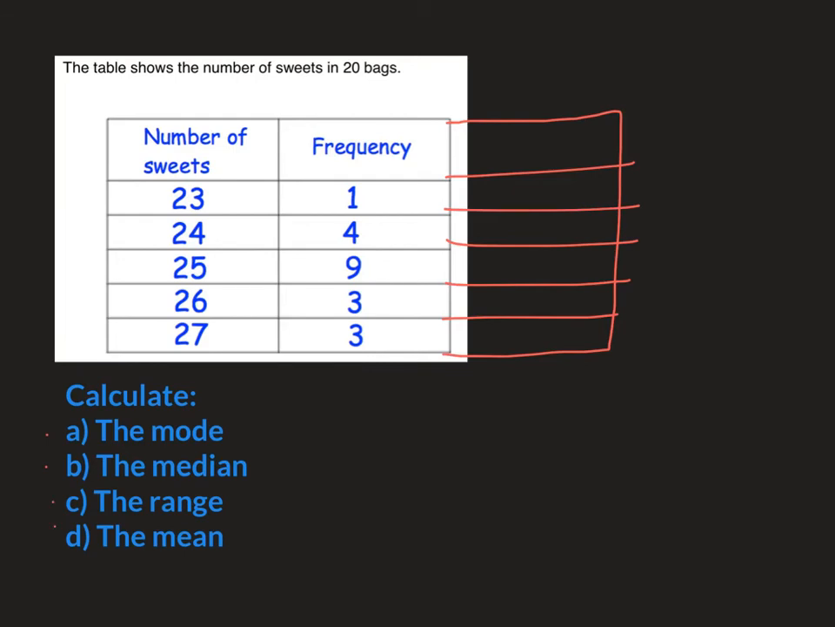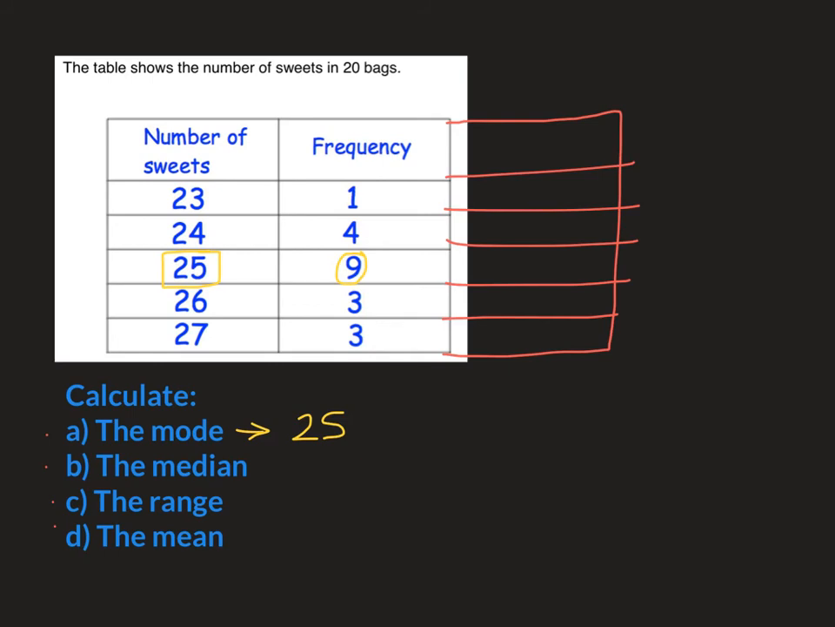Okay, so hopefully you've now completed that, and we're going to go through this. So the mode. Well, the highest frequency is 9, and so the mode is 25. Again, I'm thinking about if I had all this written out, I'd have 23 written once, I'd have 24 written 4 times, I'd have 25 written 9 times, so it's clearly the mode.